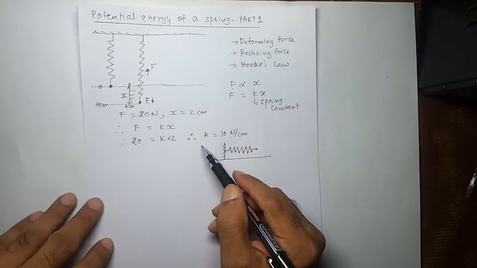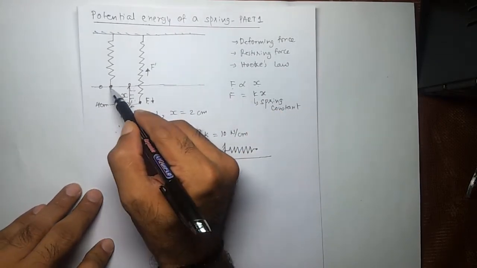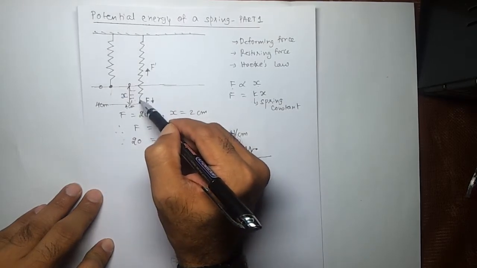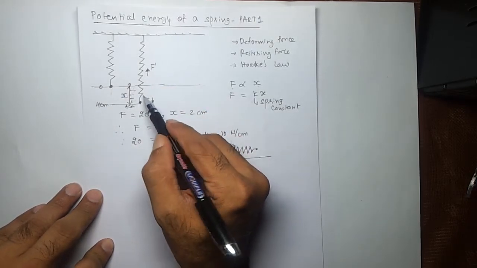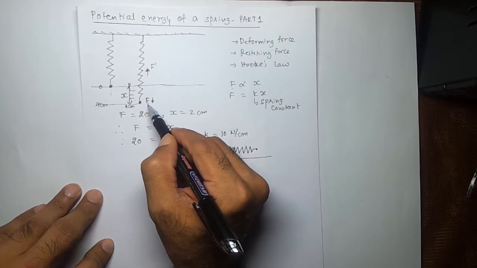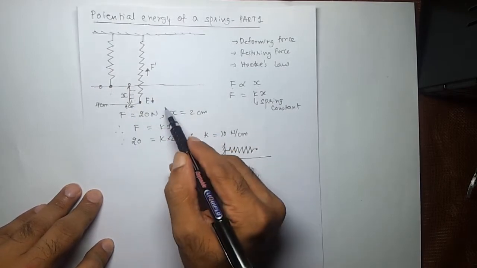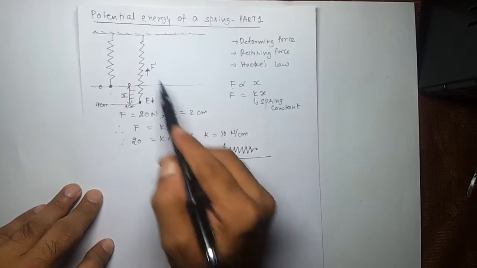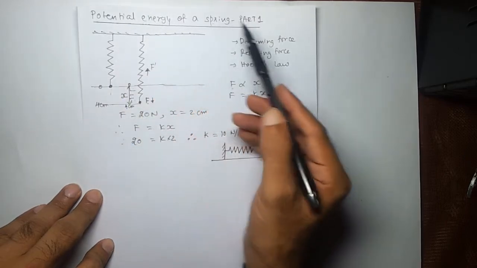And so this is the final point I'm going to make in this video: remember that the deforming force which is applied over here, or the restoring force which is applied over here, is a variable force. It is not a constant force. And we'll be using that understanding when we look at the potential energy of a spring in part 2.